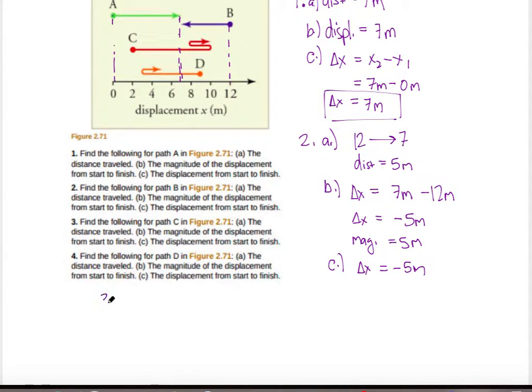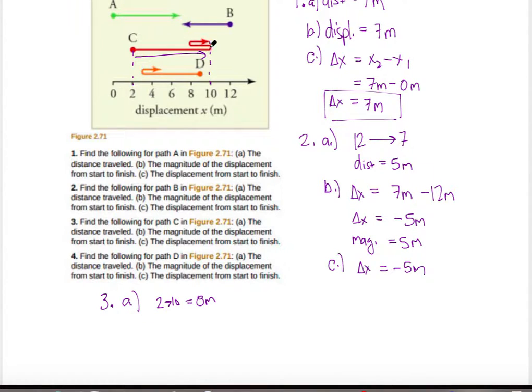For number 3, we have path C, which is this red thing that does a squiggle. So I'm going to go ahead and erase these other lines that I created. And we're going to have C start at 2, and it appears that it ends at 10, but it makes a little switcheroo here in the middle. So for A, we're looking at distance traveled. So let's see. I start at 2, and I go to 10. So that's 2 to 10 being 8 meters.